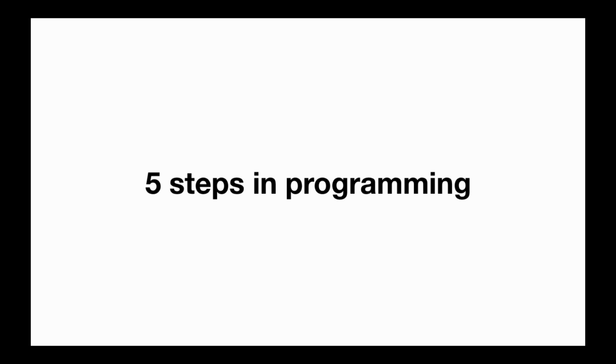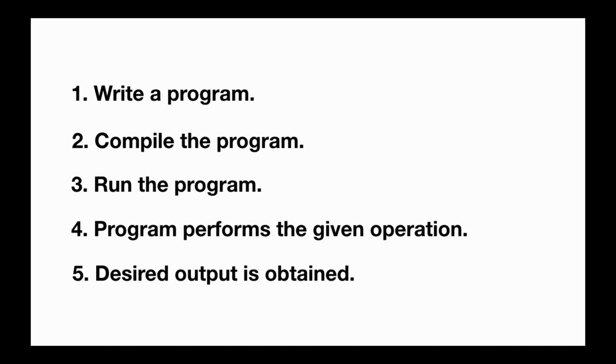I'm going to go through each of these 5 steps, and tell you what each step does and what its role is. The first step is to write a program. The second step is to compile the program, and the third step is to run the compiled program. The fourth step is that the program performs the given operation, and the fifth step is the one we actually need: the desired output is obtained.